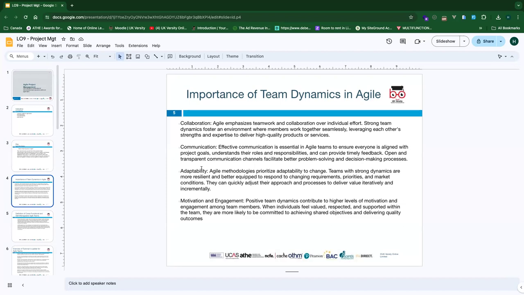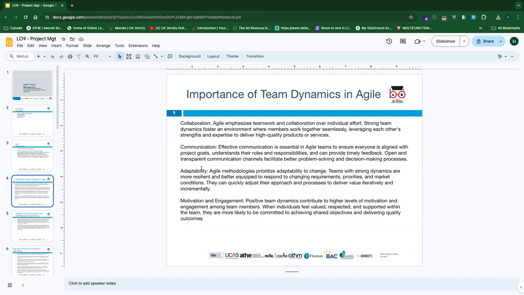Another one is communication. Obviously, we know that effective communication is essential in agile teams to ensure everyone is aligned with project goals, understands their roles and responsibilities, and can provide timely feedback. Any agile team you find yourself in, you must be able to communicate effectively. The communication should be open and transparent across every channel. This facilitates better problem solving and decision making processes.